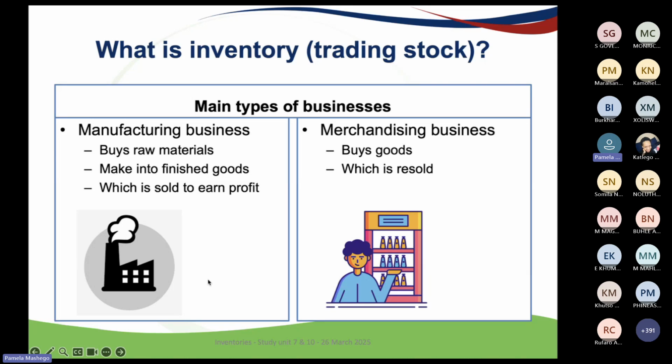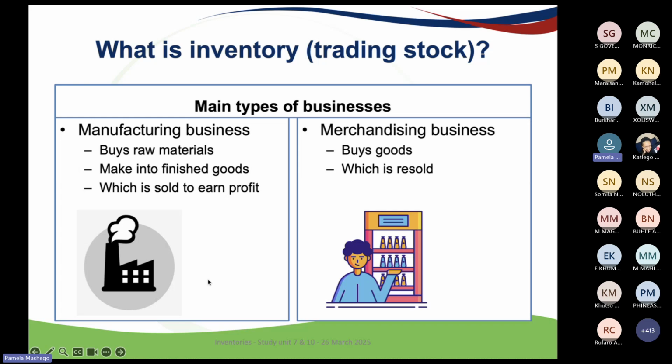Okay, so what is inventory? There are two main types of businesses that hold inventory. You have the manufacturing business and you have the merchandising business. In the manufacturing business, they buy raw material, which they make into finished goods, which they then sell to earn profit. Whereas the merchandising business does things slightly differently. They buy goods that are already produced and then sell them to earn profit as well.